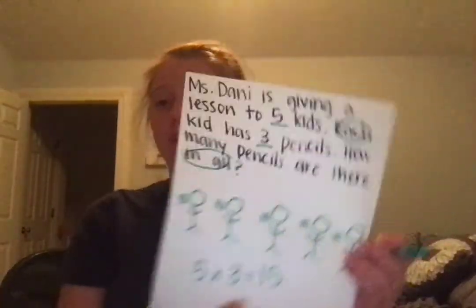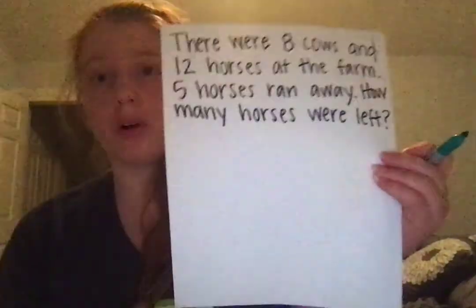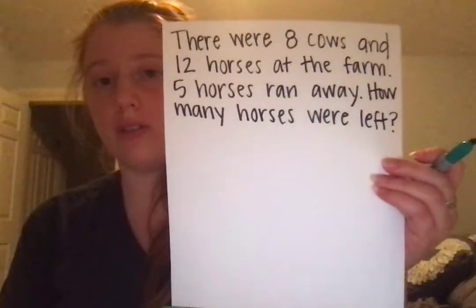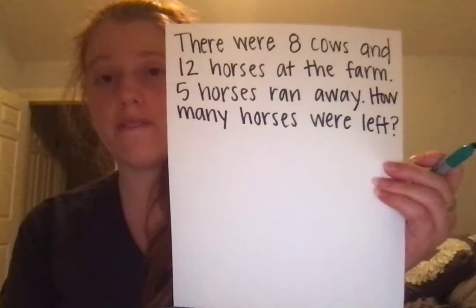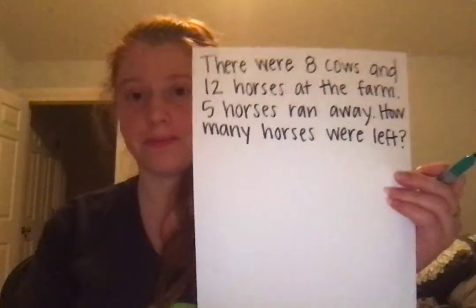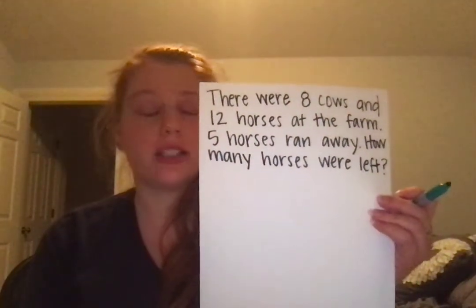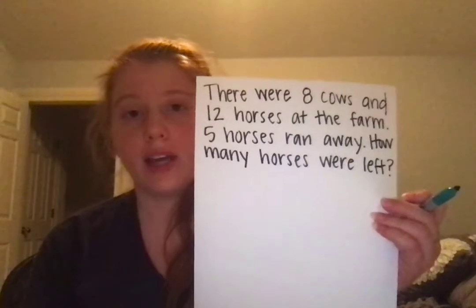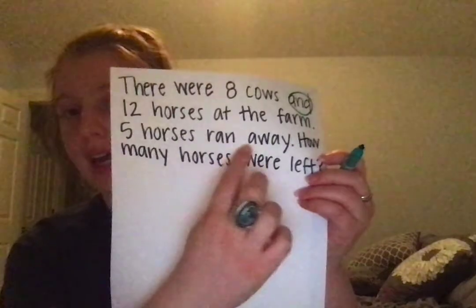All right, we've got one more problem. There were 8 cows and 12 horses at the farm. 5 horses ran away. How many horses were left? All right, let's find our keywords. And is a keyword for addition. But I'm also seeing ran away and left.